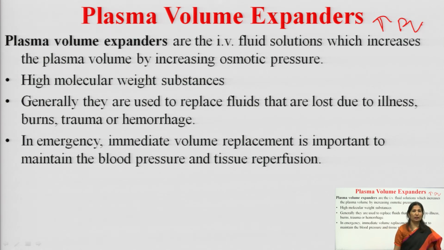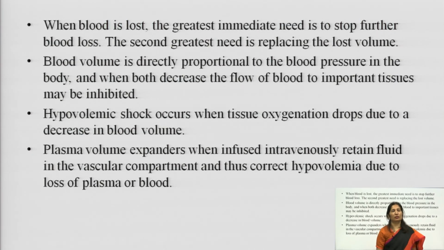In emergency, immediate volume replacement is important to maintain the blood pressure and tissue reperfusion. So, whenever there is a loss of blood, or even plasma loss, loss of blood occurs like in hemorrhage, plasma loss occurs like in burns. So, that lost component should be replaced immediately, because loss of blood will reduce the blood volume, blood pressure decreases. So, the heart will not be able to pump sufficient blood to the tissue.